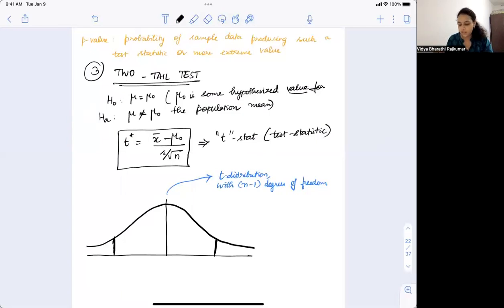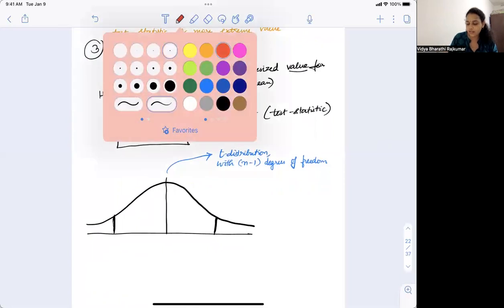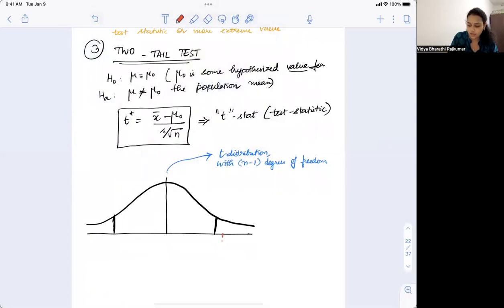And what do I mean by this? Suppose you get a T star that is, say, here. If that's the T star you end up finding, traditionally, if it were a right tail test only, I look at this area, and this is the probability of T being greater than T star. But now remember that I'm looking at a two-tail test, therefore I'm going to have rejection regions on both sides. I don't know what my alternative is telling me, that it could go either way, to the right or to the left.